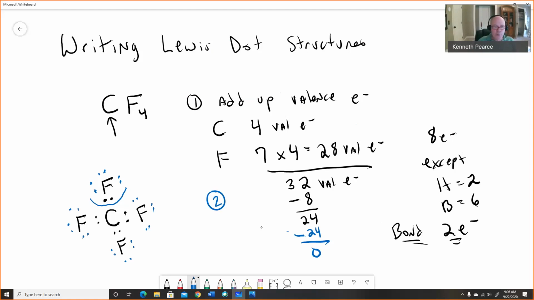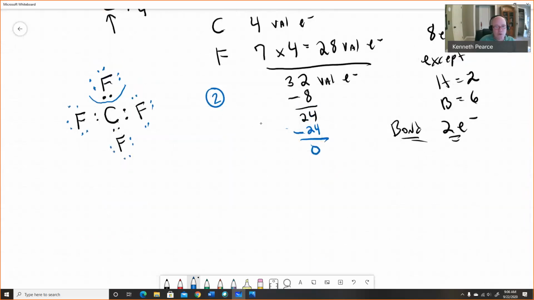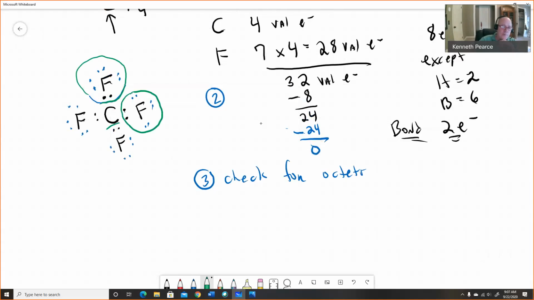And the final step here is we need to check for octets. Octet just means that we have 8 electrons around each atom, except for hydrogen, which is happy with 2, and boron, which is happy with 6. And so I look and I see that I have 8 electrons around each one of those fluorines.